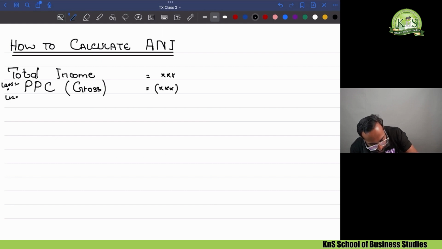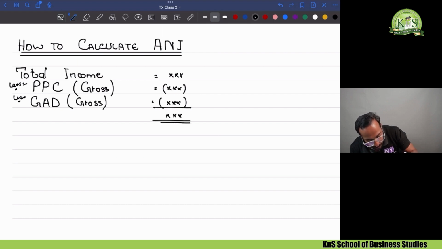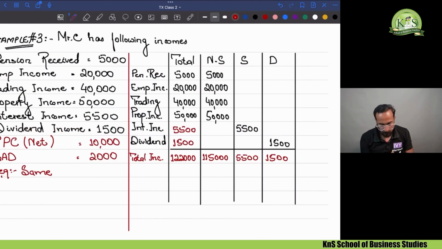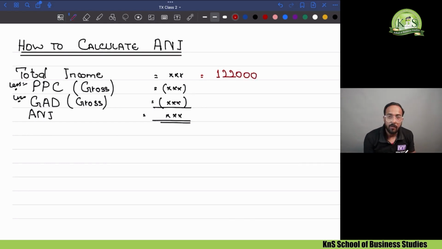Then you need to less gift aid donation, again the gross amount. The factor of both is the same, that is 100/80. You will get A and I. According to my example, my total income is 1,22,000. My contribution in PPC is 10,000.